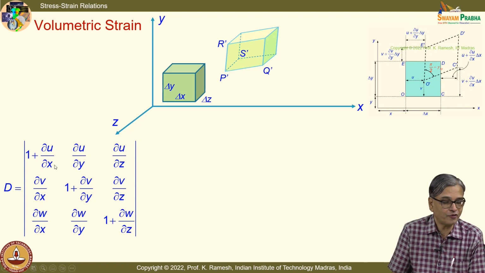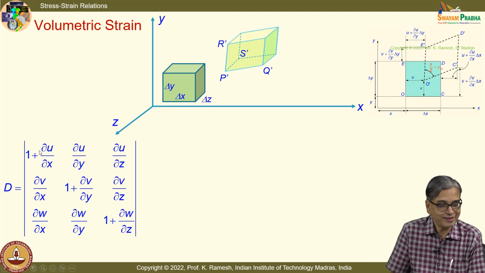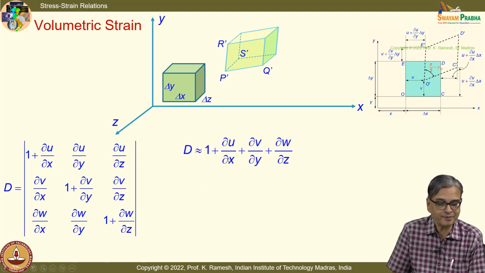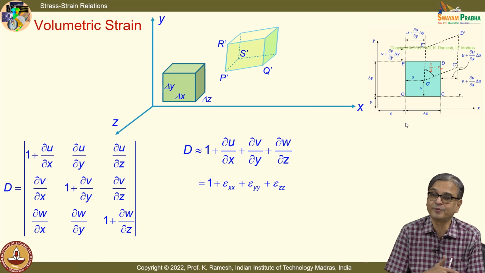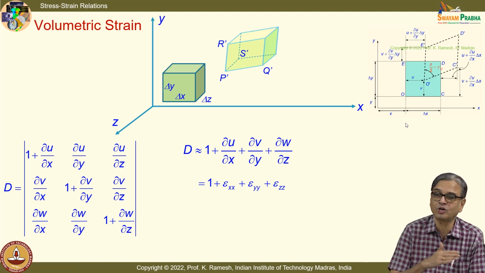So, product of small quantities will be much smaller. So, neglect all of them. Then I will intelligently write this product as the determinant value as 1 plus ∂u/∂x plus ∂v/∂y plus ∂w/∂z, neglecting all the higher order terms. If I have product of ∂u/∂x into ∂v/∂y, I neglect, because product of small quantity is much smaller, because I am dealing with very small quantities.